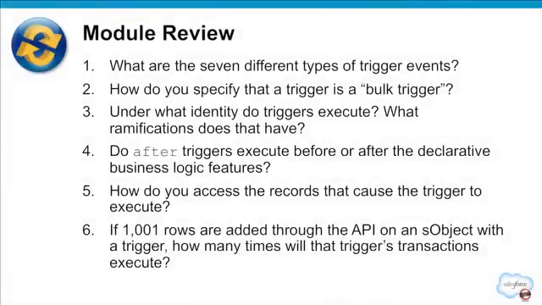Under what identity do triggers execute? So, by default, they're without sharing. Exactly. So they're running in the docs. They'll refer to this as system context, but they run in without sharing mode.